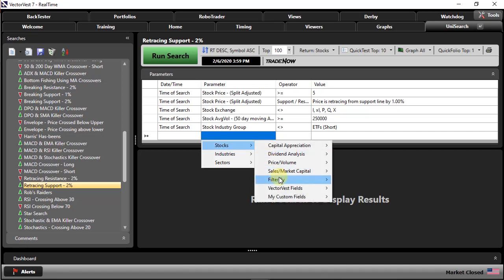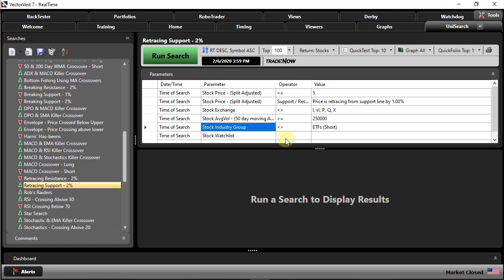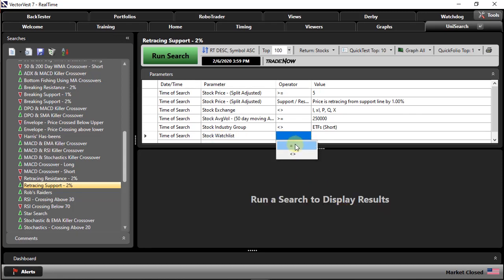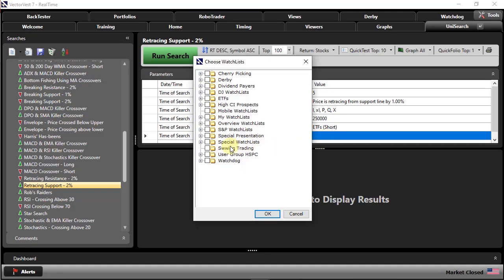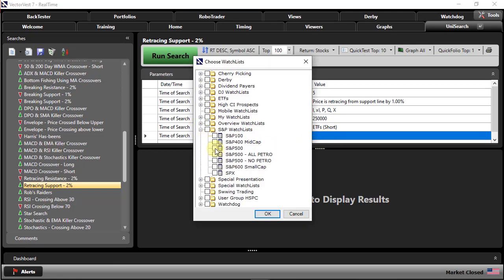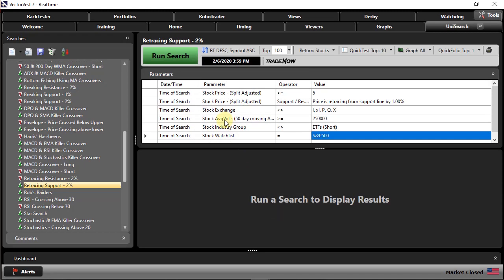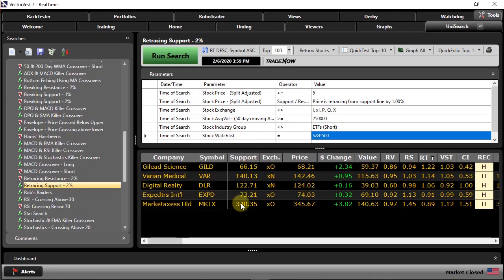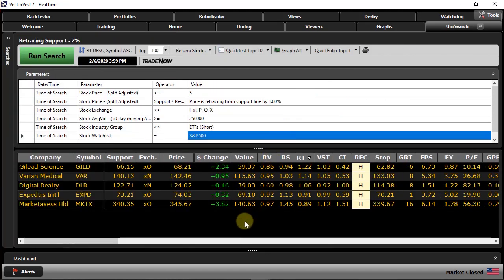Instead of looking at all 8,000 stocks in the database, I'm only going to filter by the S&P 500 watch list. So I'm going to go stock watch list. Remember, I went to stocks, filter by watch list. That watch list is going to equal, and then I'm going to select the S&P 500 watch list. And I'm going to run the search. And we only have a handful of stocks. We only have 5.